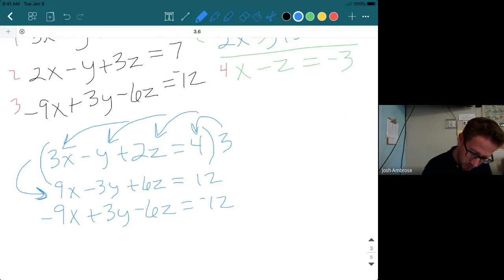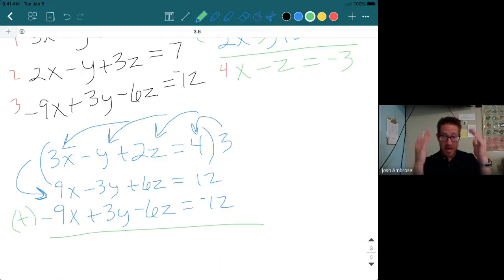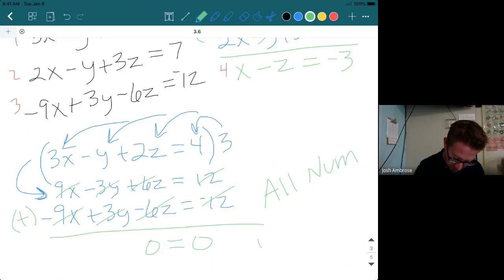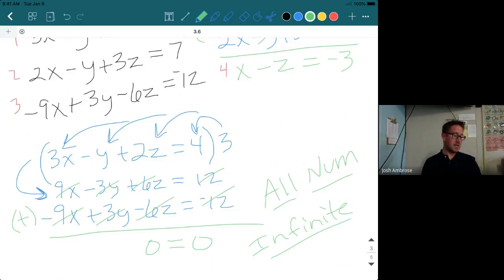So what do I do to eliminate literally everything? We're now going to add, and everything will drop out. Everything. So that means we have 0 equals 0. If this is what you get, you now have officially all numbers. All right, this is an infinite solution. Okay, that is what it means when you eliminate every variable and you actually now have a number equaling the same number. 0 equals 0, yes, that is true. So all numbers, infinite solutions is your answer.